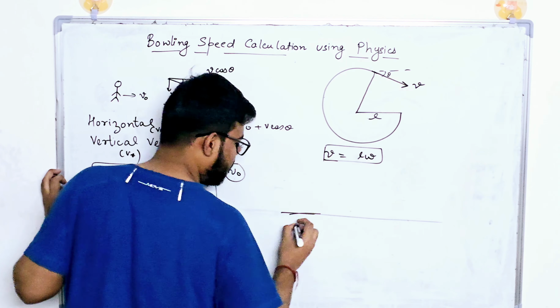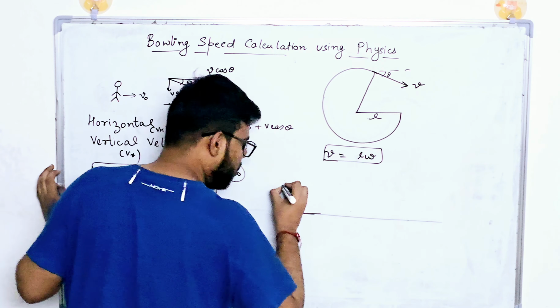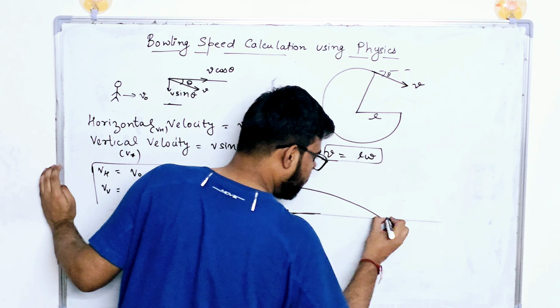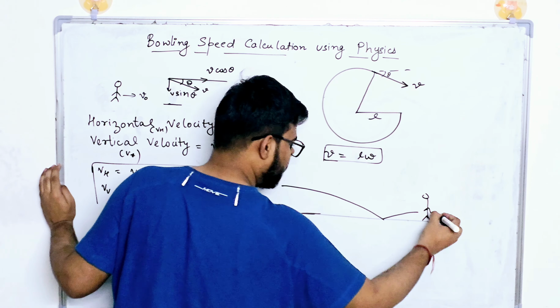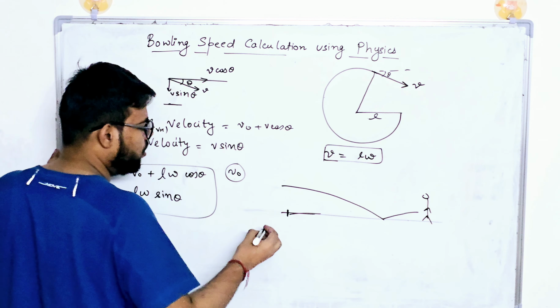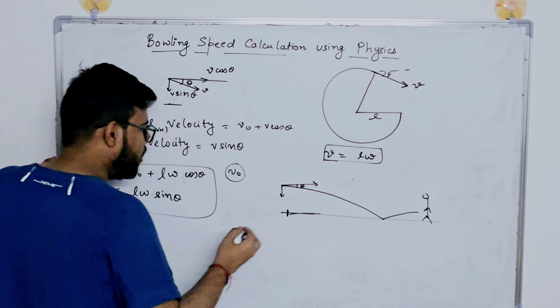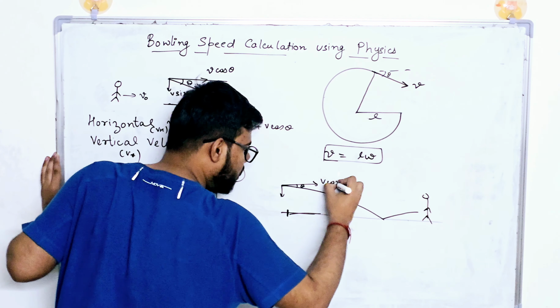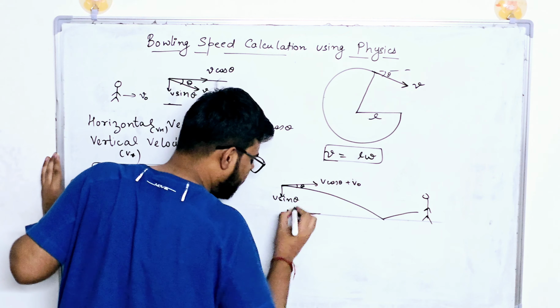The bowler throws from here, the ball goes like this, then towards the batsman, right? Okay, this is how the ball goes. So it depends, this is angle theta, so this is equal to v cos theta plus v naught, and this is v sin theta, right?